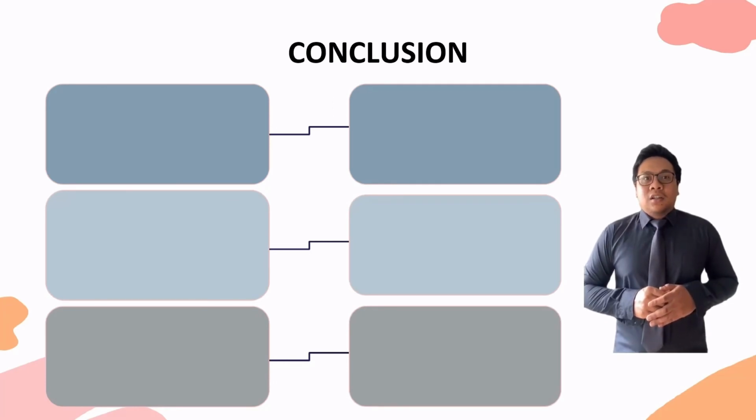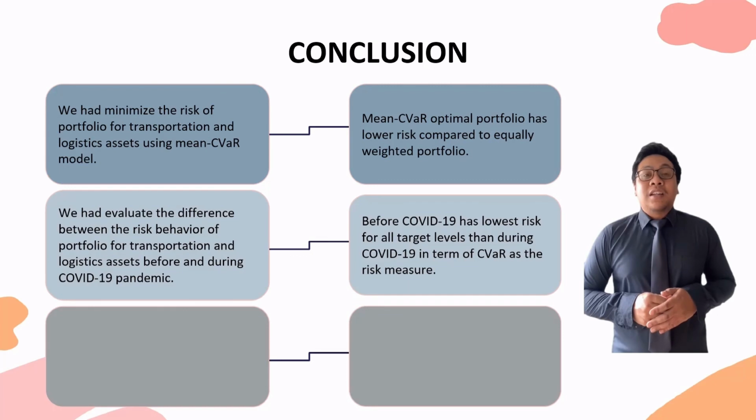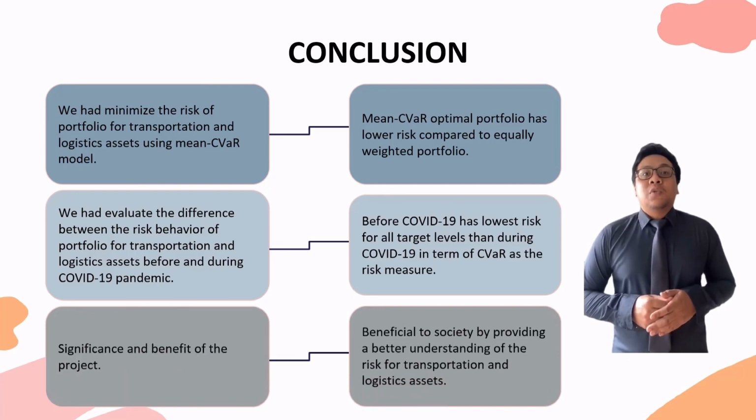Next is conclusion. 2 main objectives were achieved in this study. For the first objective, we have minimized the risk of portfolio for transportation and logistics assets using Mean-CVaR model. As a result, Mean-CVaR optimal portfolio has lower risk compared to equally weighted portfolio. Then, we evaluated the difference between the risk behavior of portfolio for transportation and logistics assets before and during COVID-19 pandemic. We found out that before COVID-19 has lower risk for all target levels than during COVID-19 in terms of CVaR as its risk measure. This study will be beneficial to society by providing a better understanding of the risk for transportation and logistics assets.